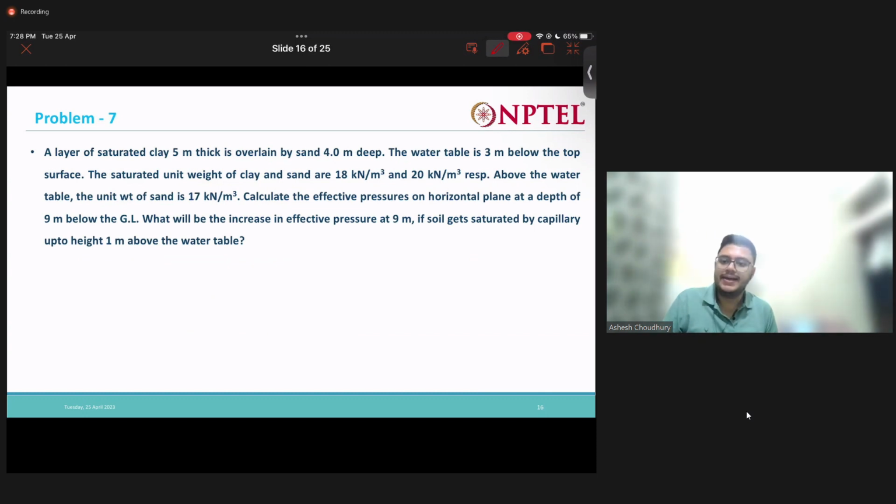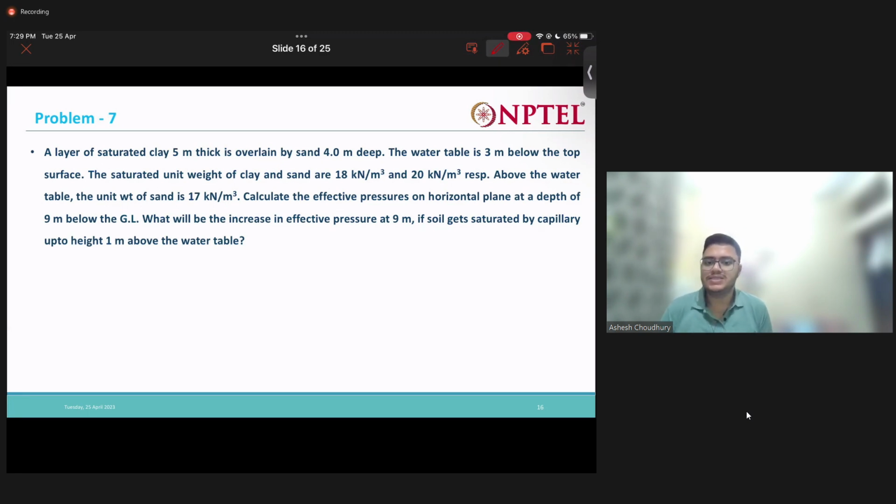A layer of saturated clay 5 meter thick is overlain by sand 4 meter deep. The water table is 3 meter below the top surface. The saturated unit weights of clay and sand are 18 kilonewton per meter cube and 20 kilonewton per meter cube respectively. Above the water table, the unit weight of sand is 17 kilonewton per meter cube. Calculate the effective pressures on horizontal plane at a depth of 9 meter below the ground level.